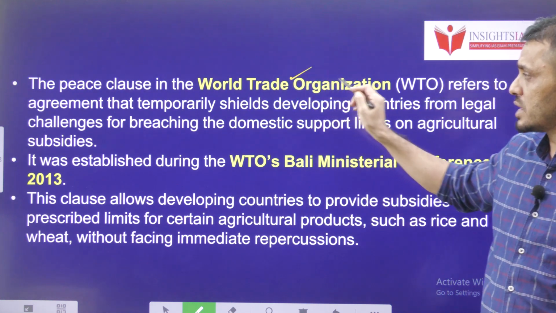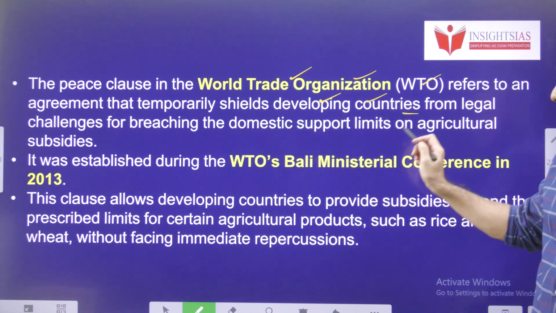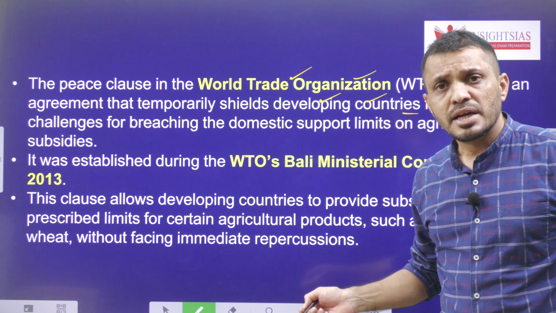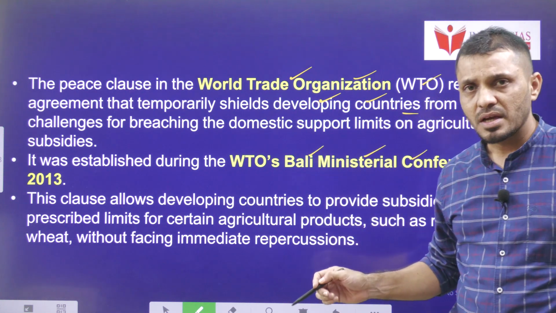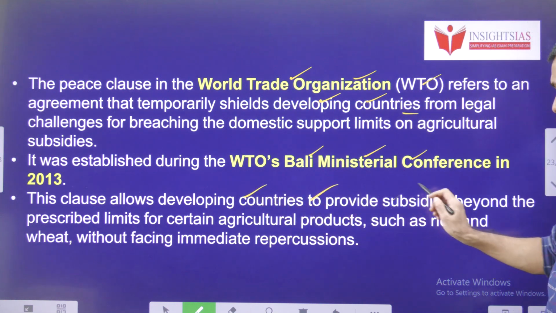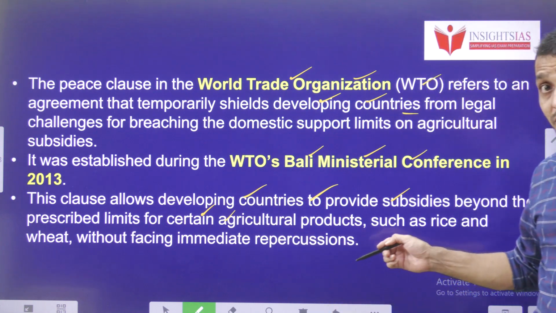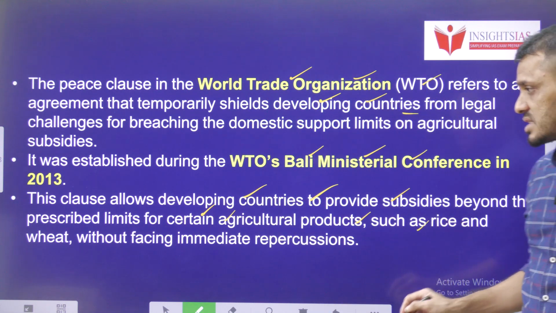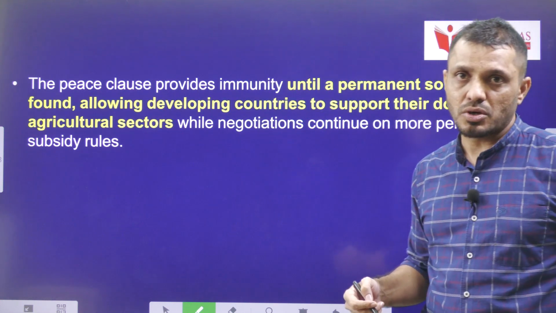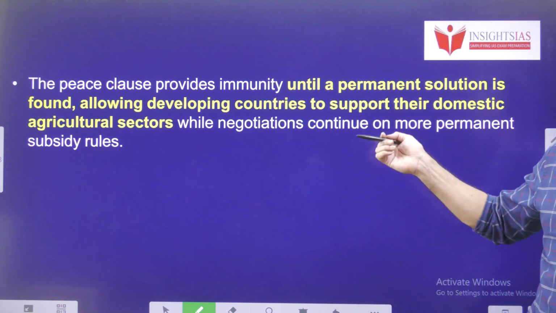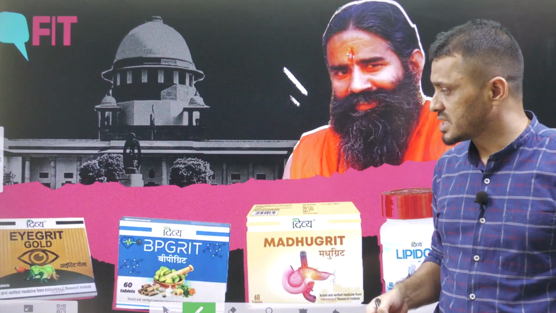The peace clause in WTO refers to an agreement that temporarily prevents developing countries from legal challenges. It was established during the WTO's Bali Ministerial Conference in 2013. This clause allows developing countries to provide subsidies even beyond the prescribed limits for certain agriculture products such as rice and wheat, without facing any immediate penalties. This peace clause provides immunity until a permanent solution is found. That is what we discussed.